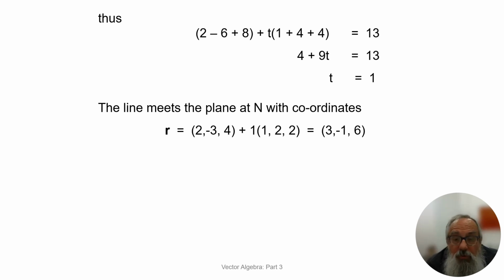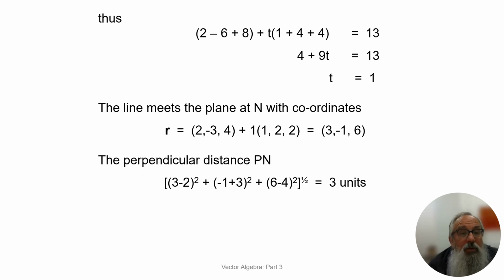So now we've got 2 points in 3D geometry, and all we need to do is work out the length of the line between those 2 points, and that's simple Pythagoras with 3 components. So 3 minus 2 squared, minus 1 plus 3 squared, 6 minus 4 squared, all square rooted, comes down to 3 units, because we weren't given any dimensions, any units, meters, etc.